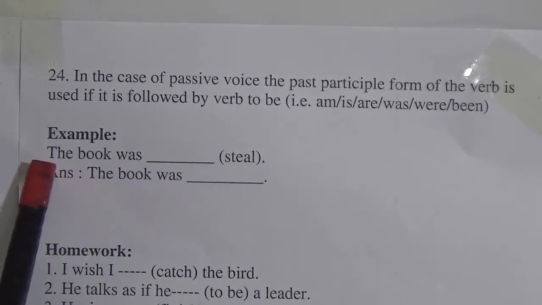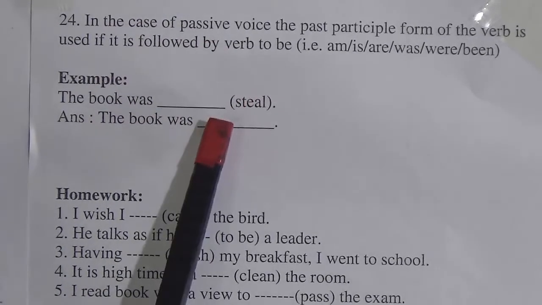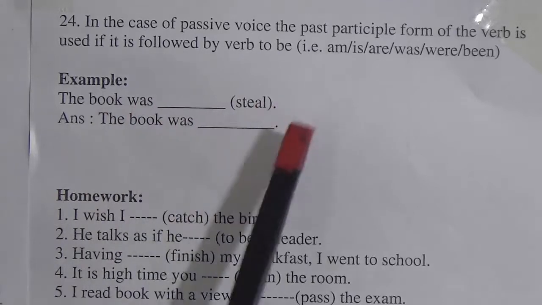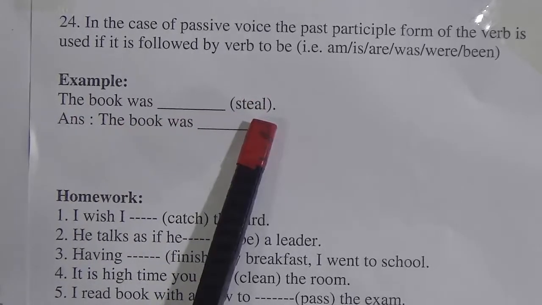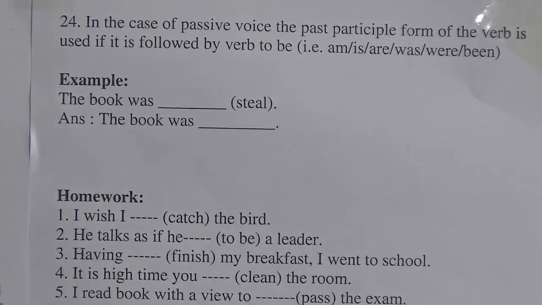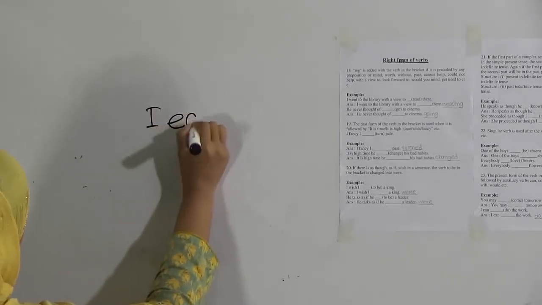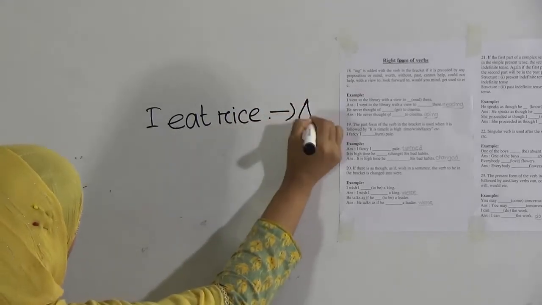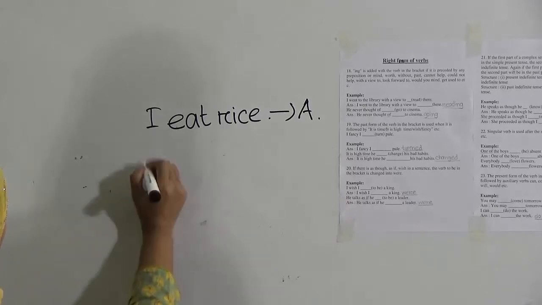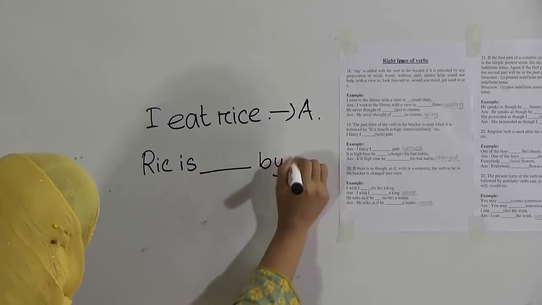We know there are two kinds of voice, active voice and passive voice. The book was... Here the book is not a person; it cannot do the work. Anyone or any person can steal the book. That's why it will be in passive voice: The book was stolen. If I say, I eat rice, this one is active voice, and if we change it, it will be: rice is (eat) by me.